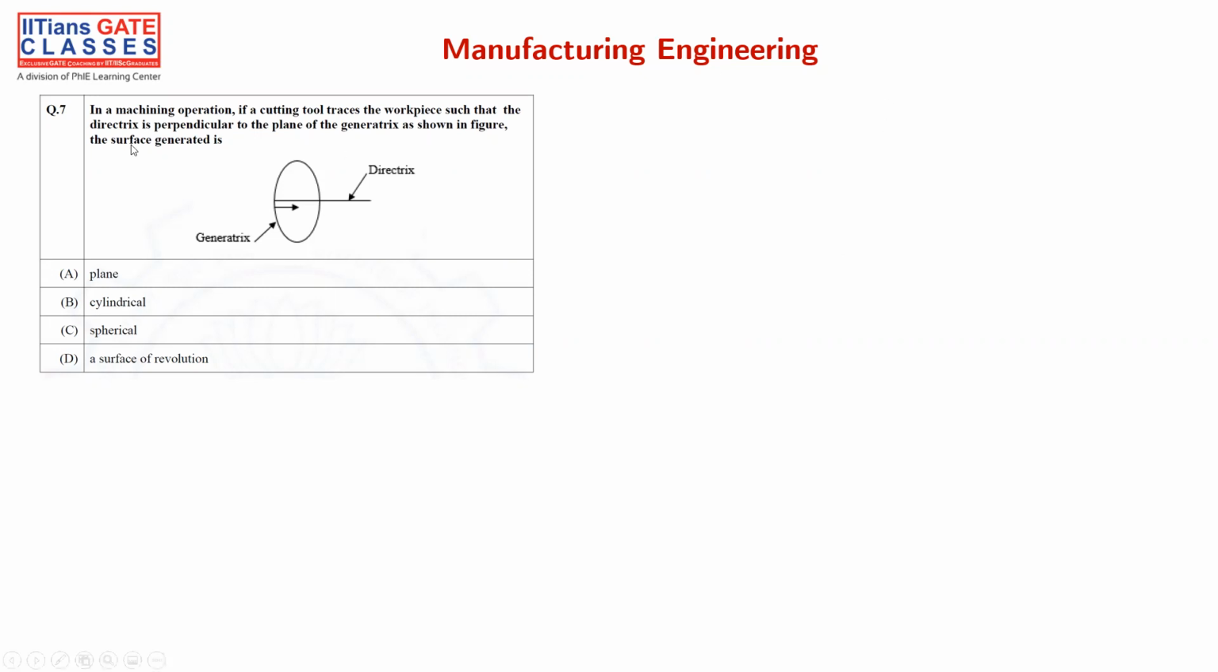The first question is: in a machining operation, if a tool traces the workpiece such that the directrix is perpendicular to the plane of the generatrix as shown in the figure, the surface generated is. So they're trying to ask what is the surface generated given a generatrix of circle and a directrix of straight line. Before attempting this question, we have to know what a generatrix and a directrix are. Generatrix is the cutting motion. It represents the cutting motion.